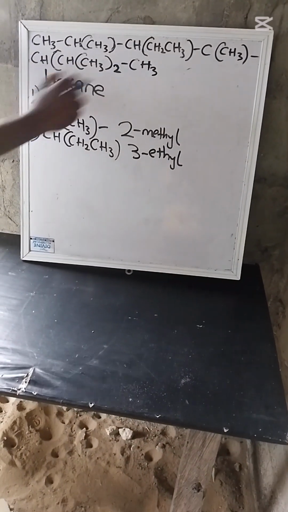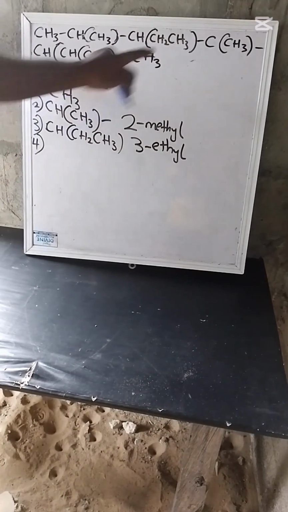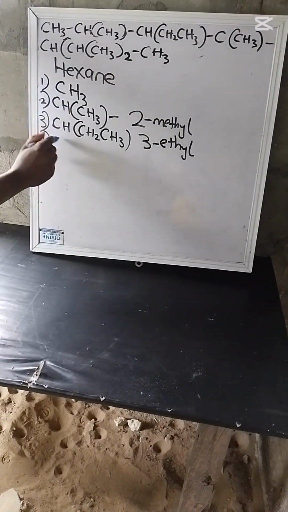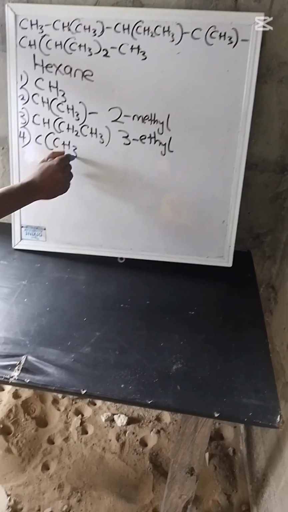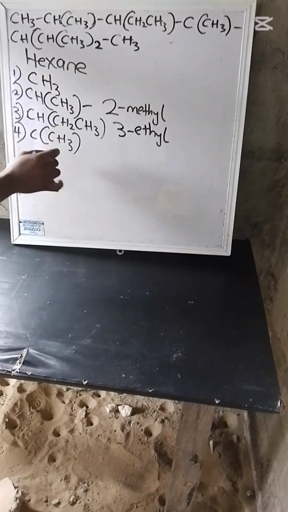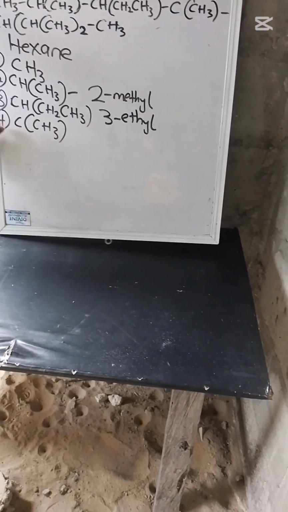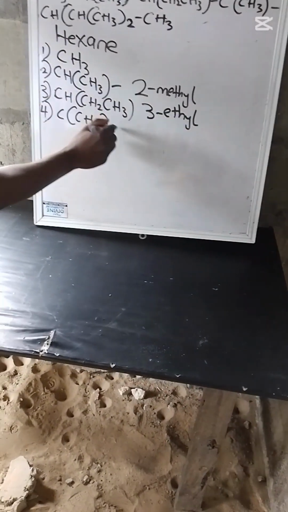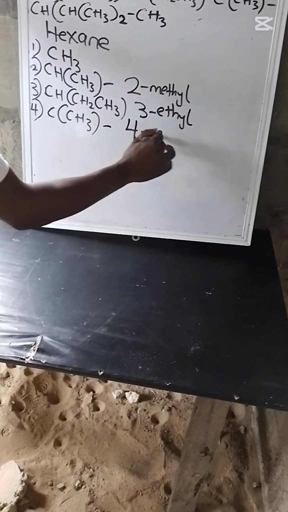Let's move on. The fourth carbon chain, we have CH3. Let's bring it out. Now this is the same as the second carbon chain. But the only difference is that this methyl group is located on the fourth carbon chain. So I'm just going to write 4-methyl.